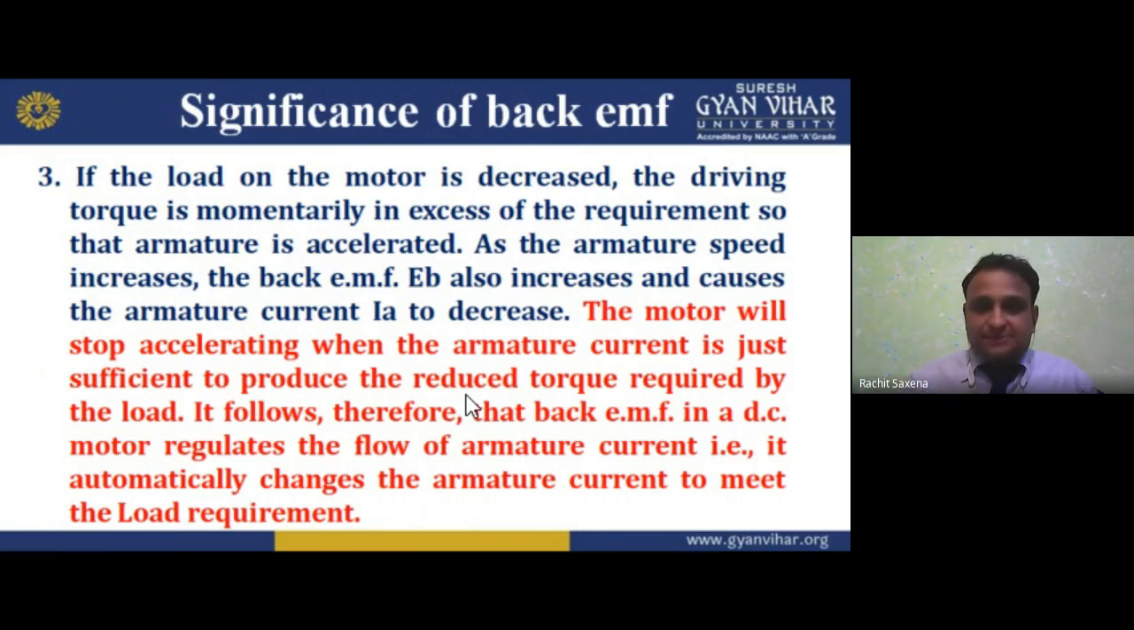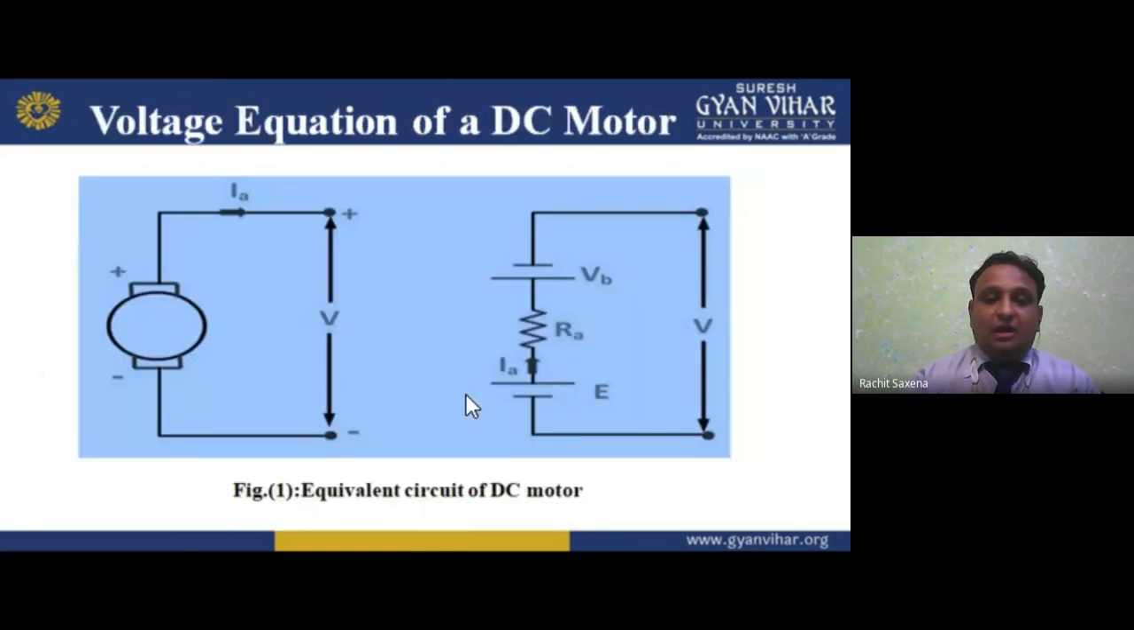It follows, therefore, that back EMF in a DC motor regulates the flow of armature current. That is, it automatically changes the armature current to meet the load requirement. First it is increasing, decreasing, then it meets the load requirement. I hope you understand it better now.